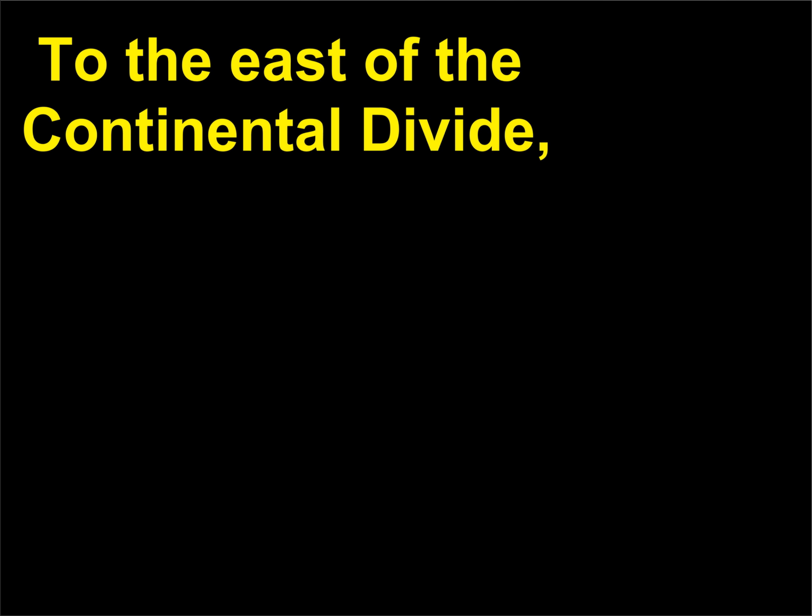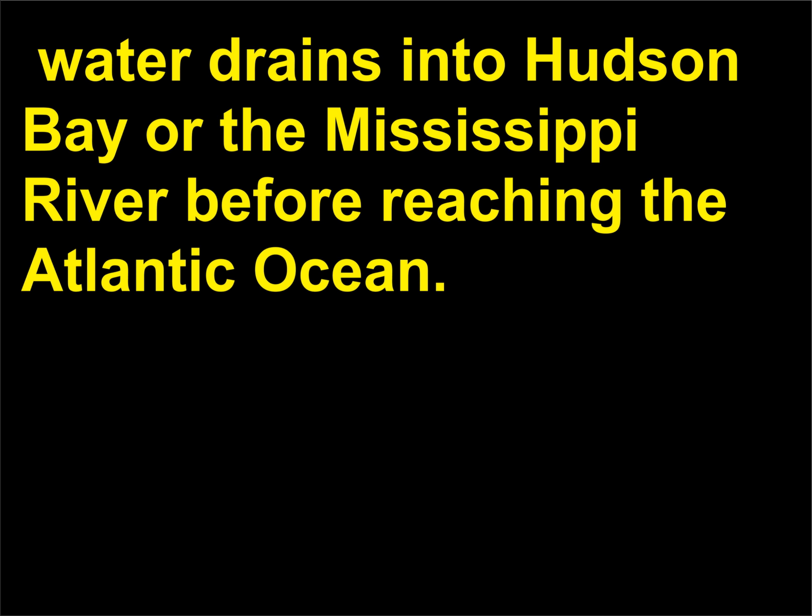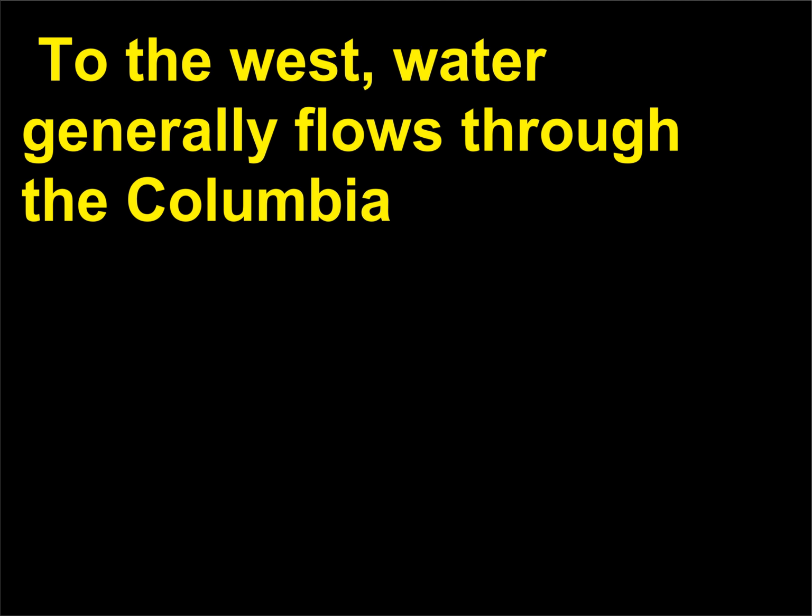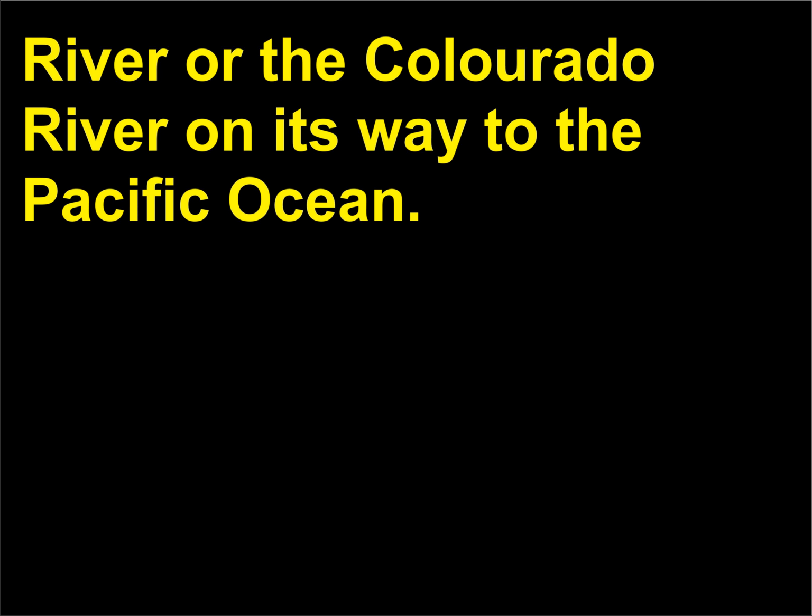To the east of the Continental Divide, water drains into Hudson Bay or the Mississippi River before reaching the Atlantic Ocean. To the west, water generally flows through the Columbia River or the Colorado River on its way to the Pacific Ocean.